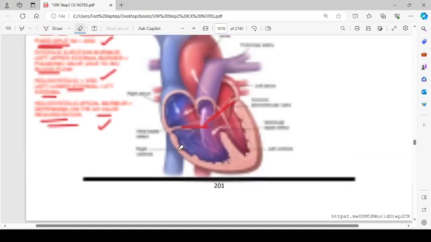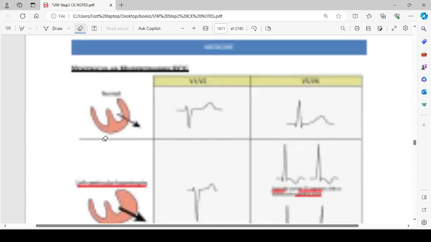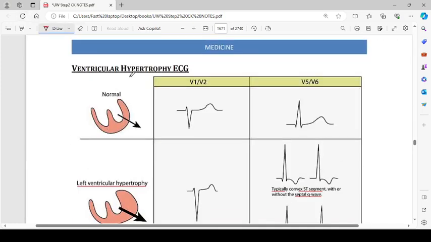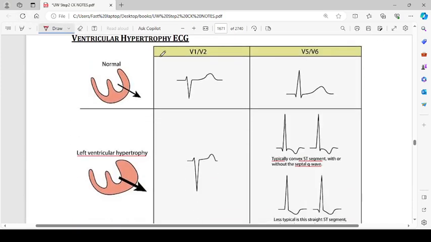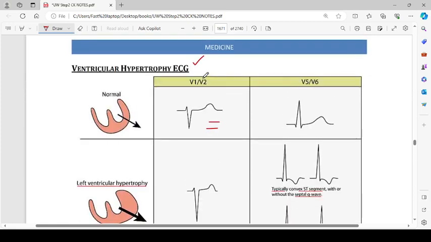So moving forward, here you can see the ventricular hypertrophy ECG, but I think everything is clear in this diagram. I don't need to highlight every point. Moving forward, now ventricular hypertrophy ECG. How does it look? In lead V1 and V2, is there an explanation? Okay, so this is what happens. It is normal. Normally, leads V1 and V2 look something like this.